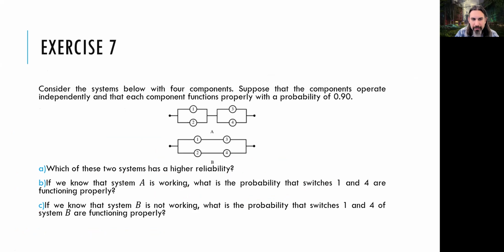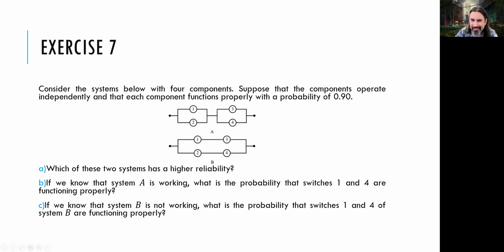Exercise 7. This one is a bit harder than the previous one. Again, we have systems, but two of them now. And each system has 4 components. In the first system, components are parallel in 2 subsystems, which are in series. As you can see, 1 and 2 are parallel, which is in series with the 3 and 4 parallel system. Now, in the second one, system B, 1 and 3 are in series, 2 and 4 are in series, but they are parallel altogether. So, which of these systems has a higher reliability?